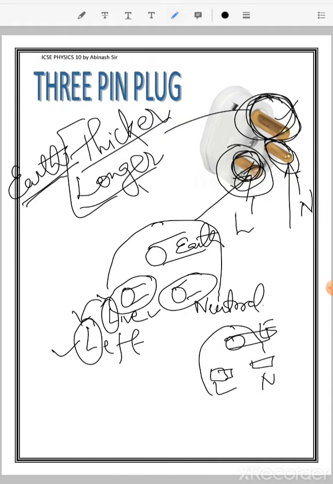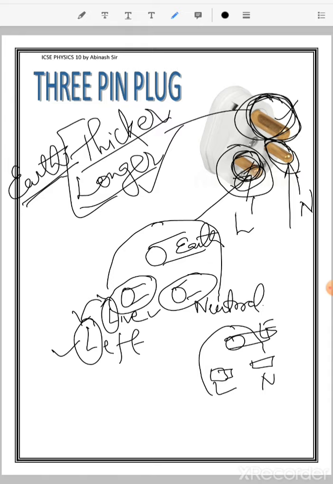Second one is why it is made longer. Whenever you are plugging this plug, since the earth pin is longer, you have to first insert the earth. So what are you actually doing? You are making the earth connection first to the appliance. So if there is any fault in the appliance, the earth connection is already made, or you can say you are earthing the appliance first to avoid any issues that you may have with the appliance.